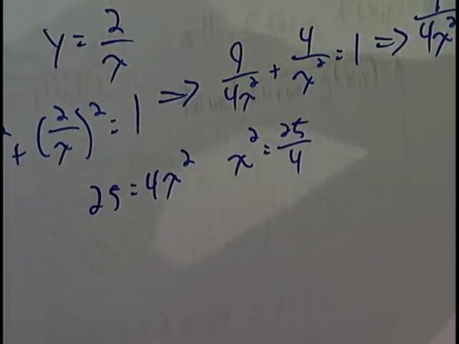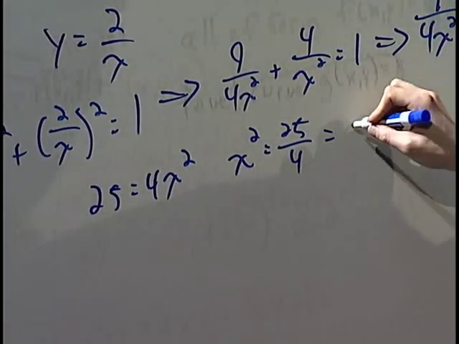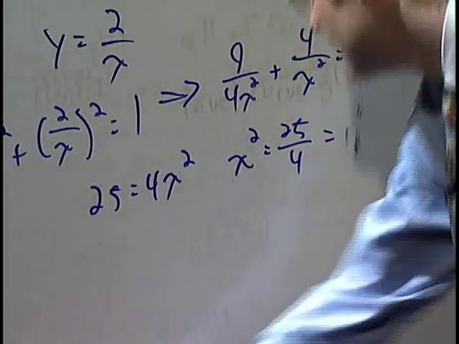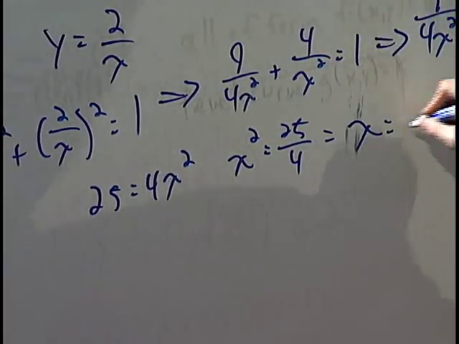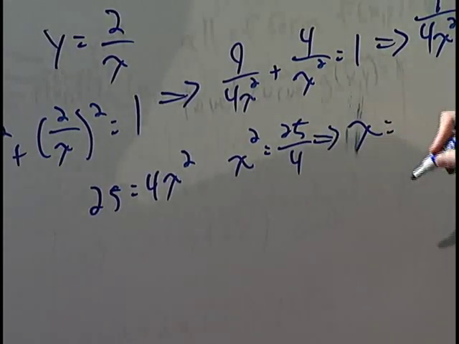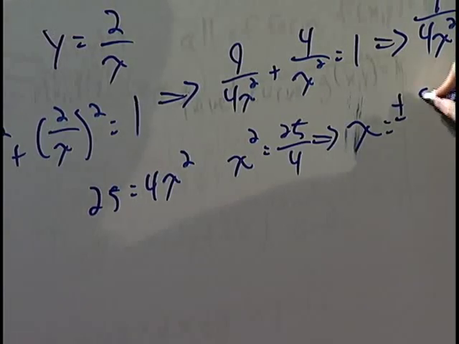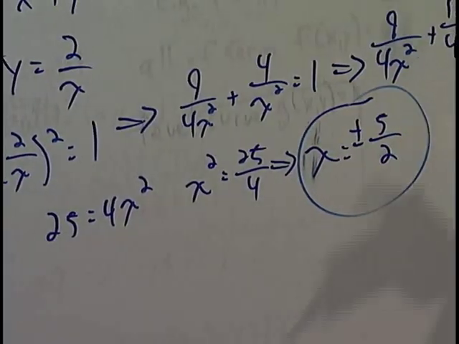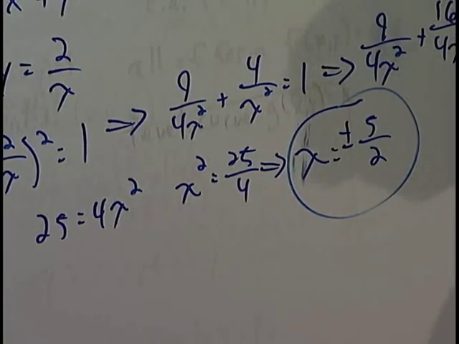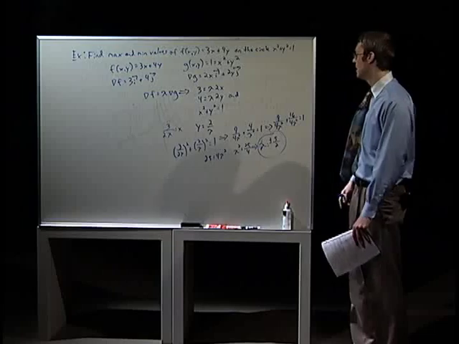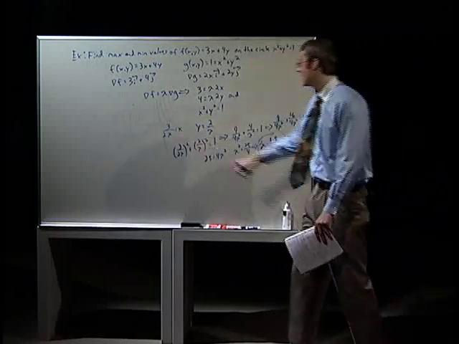Take the square root of that, and lambda equals plus or minus 5/2. So there's your lambda. Then you plug it into your original equations for x and y, and you can get x and y points.